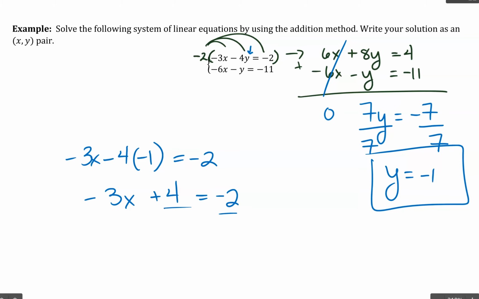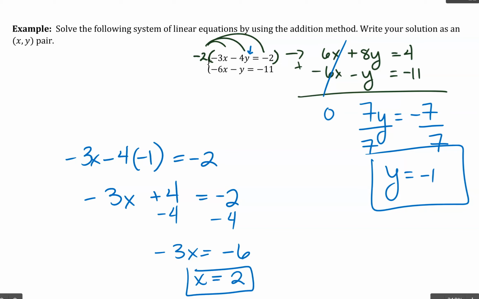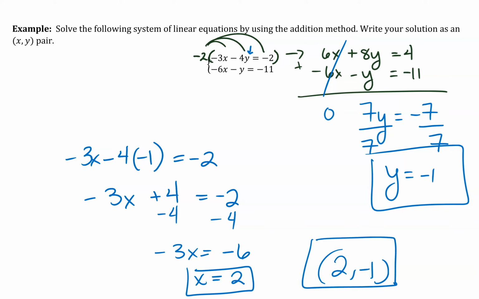Then let's get our numbers together and leave the variables on the left side. Our constants, so we want to subtract 4 from both sides. And we get -3x equals -6, or x is equal to +2. So there we have our coordinate, which is 2, -1. And we do always want to check our answer by plugging in that 2 and that -1 to both equations.